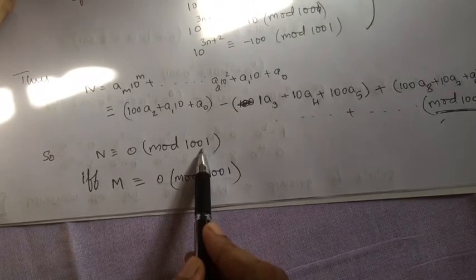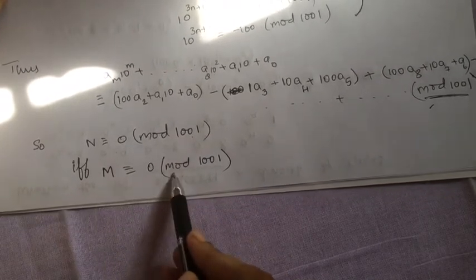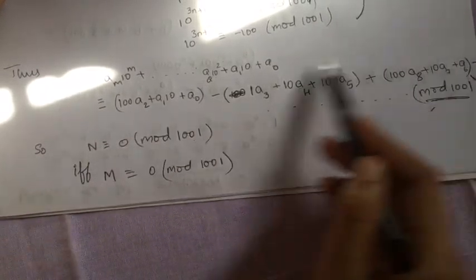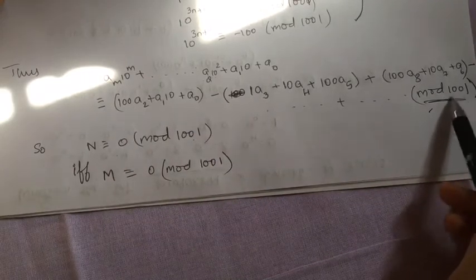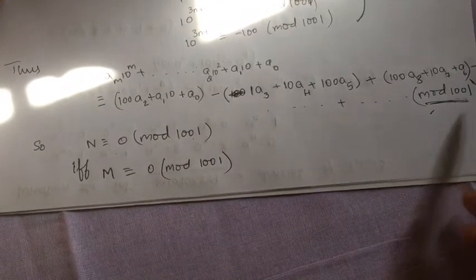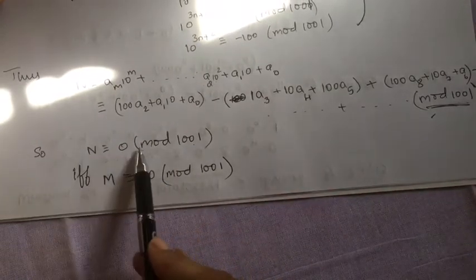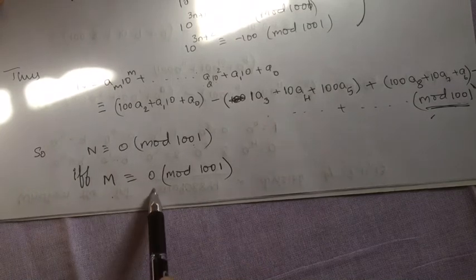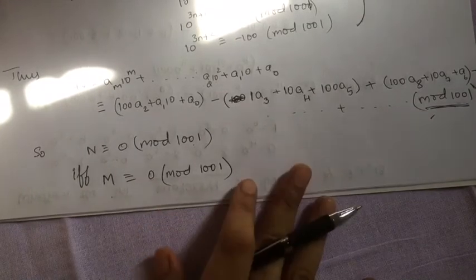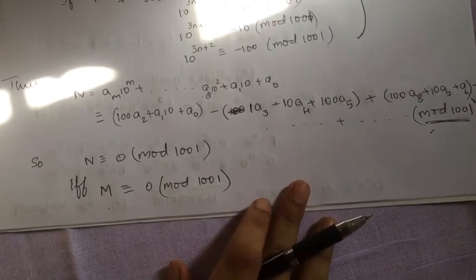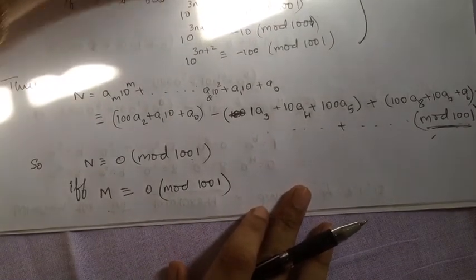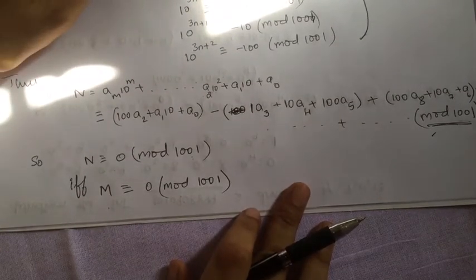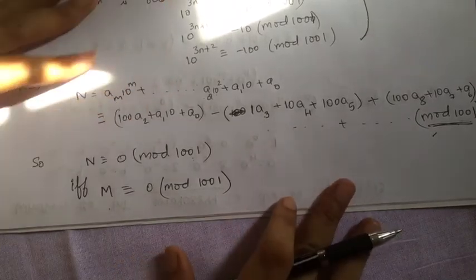Okay, if and only if m is congruent to 0 mod 1001. N is congruent to this m only itself with respect to modulo 1001. So in short, I can just write it, n is congruent to 0 mod 1001 if and only if m is congruent to 0 mod 1001. So this is the divisibility test by 7, 11 and 13. So number will be given to you and you have to check without performing actual division whether it is divisible by 7, 11, 13.